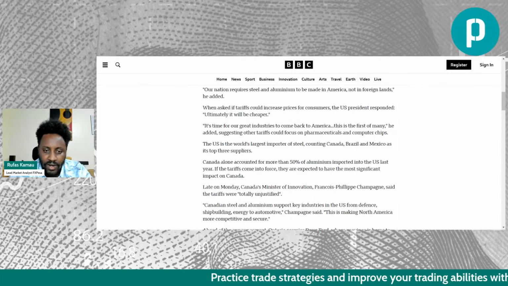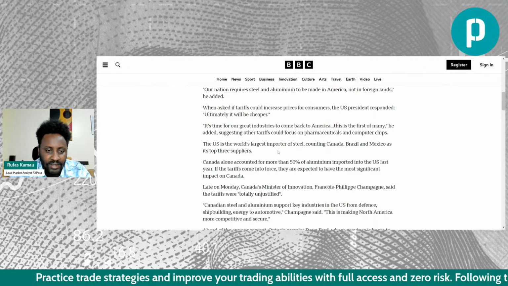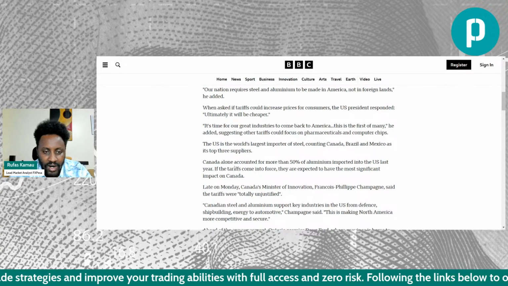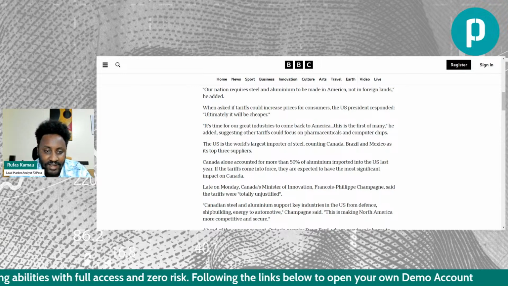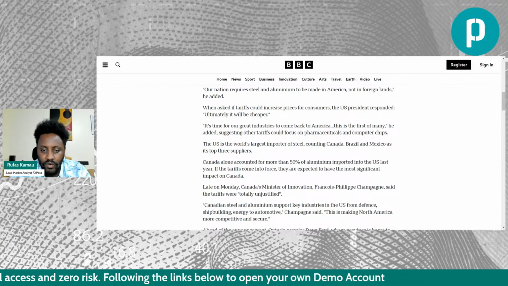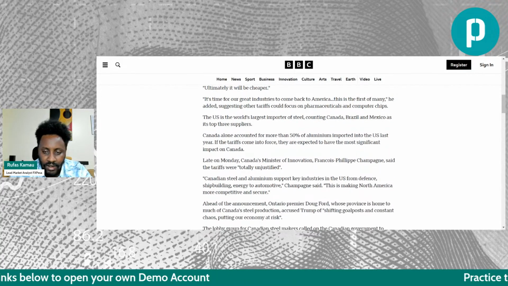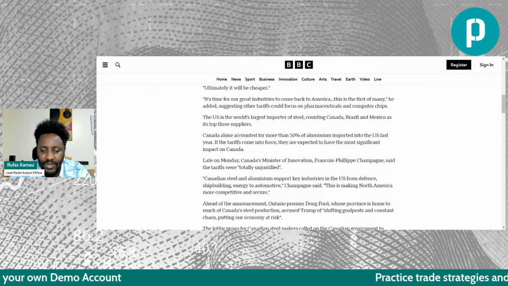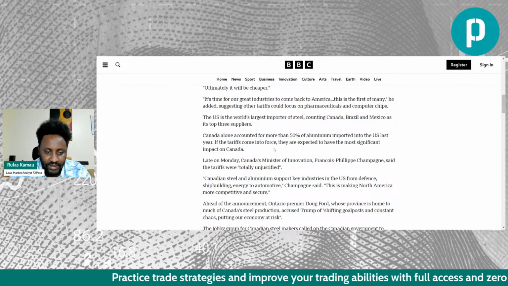So the US is the world's largest importer of steel, counting Canada, Brazil, and Mexico as its top 3 suppliers. Canada alone accounted for more than 50% of aluminum imported into the US last year. If the tariffs come into force, they're expected to have the most significant impact on Canada. So of course, from a trader's perspective, with Canada being hit this badly, we expect the Canadian dollar to be weakening as a result of this.